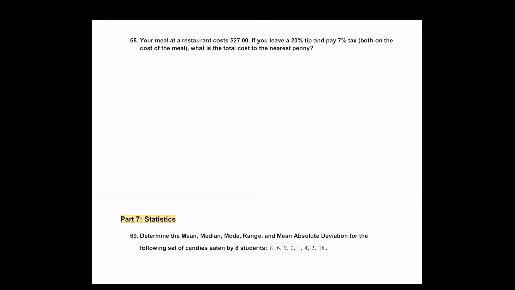68, your meal at a restaurant is going to cost $27. You're going to leave a 20% tip and pay 7% tax, both on the original cost of the meal. What's the total cost to the nearest penny? Okay, so you have this $27. You're going to pay for 100% of the meal, and then you're going to pay for 20% for the tip, plus another 7% for tax. So this is really just 27 times 127%. Okay, since everything's of the original meal.